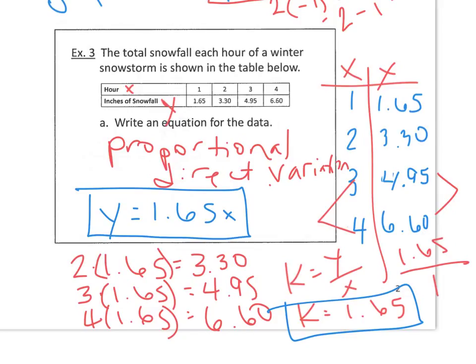If I was going to graph this, because it's proportional, it's going to pass directly through our origin, like so. I don't know what happened. I accidentally paused or started it over. Anyway, this part right here would not be here. It would just start at the origin and go up.